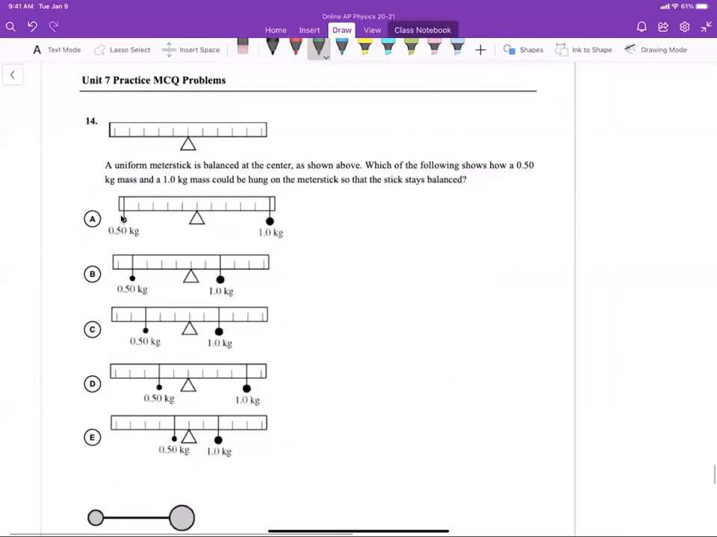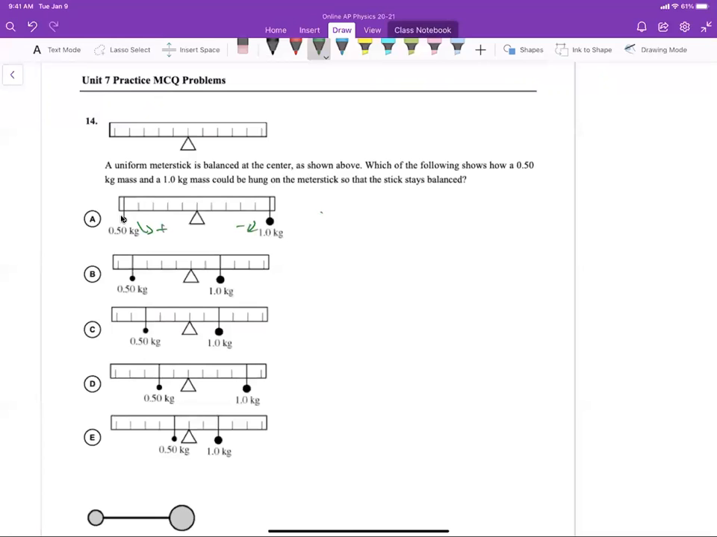I got a uniform meter stick. It's balanced at its center. Which of the following shows how a 0.5 kilogram mass and a 1 kilogram mass could be hung on a meter stick so that the stick stays balanced? So we've got to know that the sum of the torques is equal to 0. This side causes a positive torque. This side causes a negative torque. So the two have to equal one another.